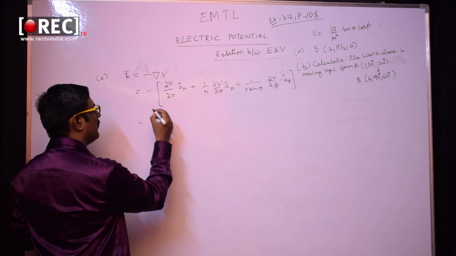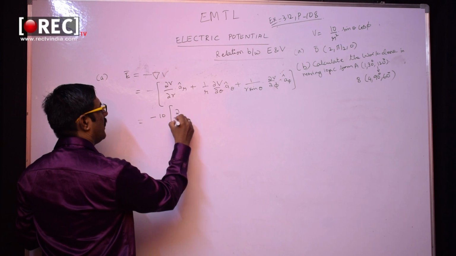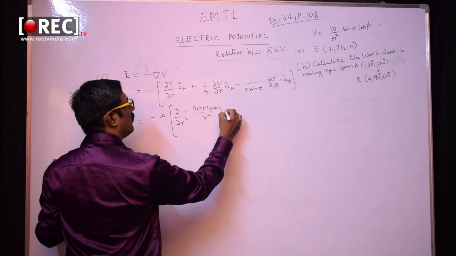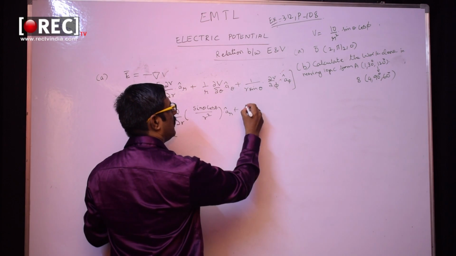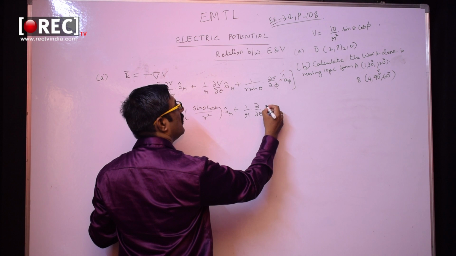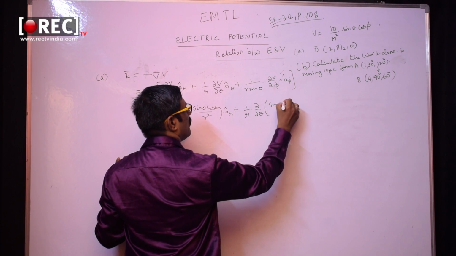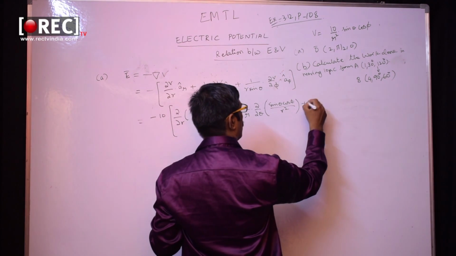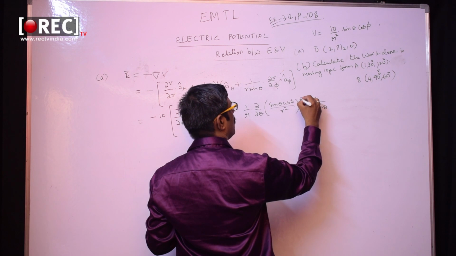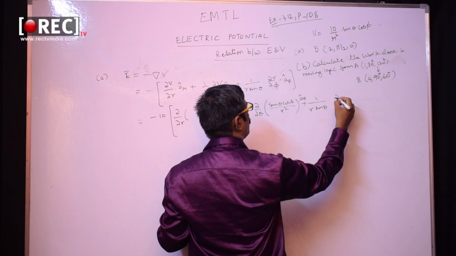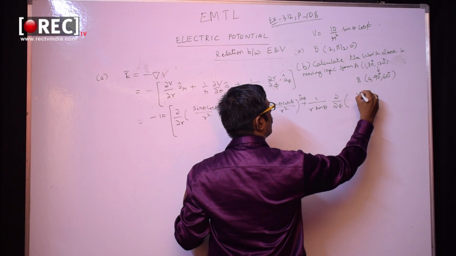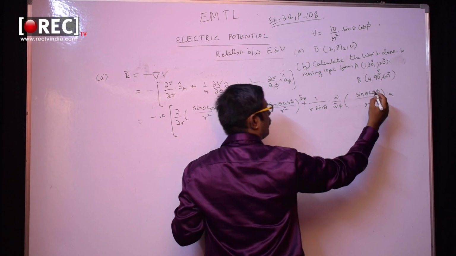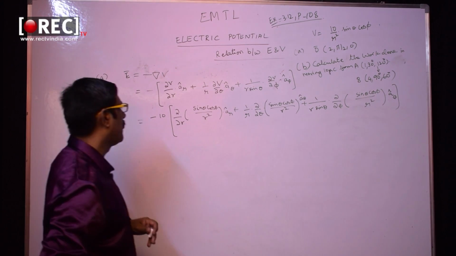So you are having minus 10 into dou by dou R of sin theta cos phi by R square into AR cap plus 1 by R into dou by dou theta of sin theta cos phi by R square, next plus 1 by R sin theta, of course, into A theta cap plus 1 by R sin theta into dou by dou phi of sin theta cos phi by R square, into of course A phi cap. Okay, so now let us expand this.